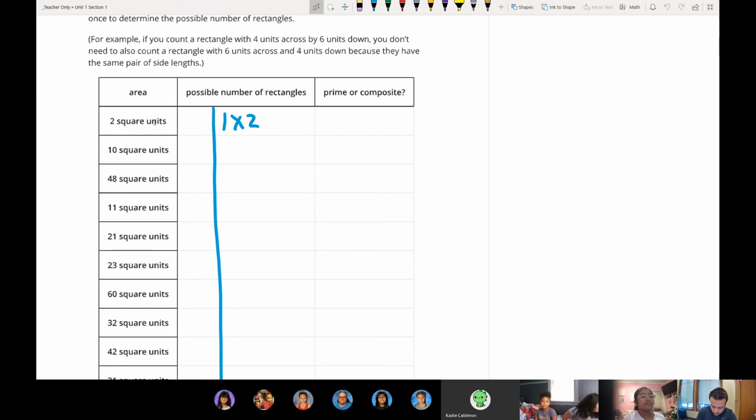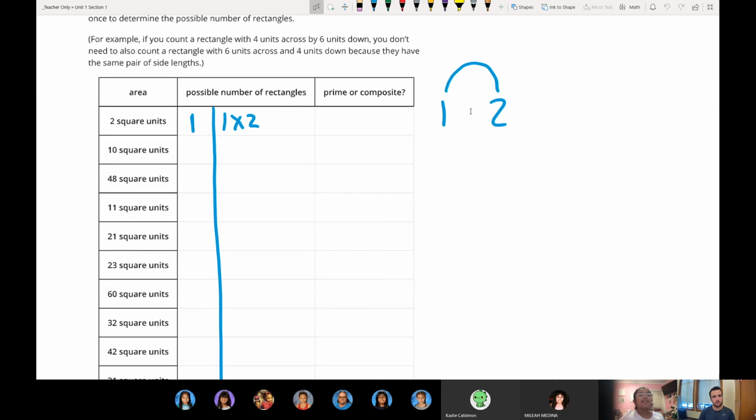And if I want to do the factor rainbow over here, we have 1, we have 2. And there's our option. Okay, let me let Jocelyn back in real fast. There we go. All right, so we have 1 and 2. Are there any other options for us to multiply 2 numbers together to get 2? Well, if we start at 1 in our factor pair rainbow, the next thing we would try is 2, but we already have 2. So the only factor pair for 2 is just 1 times 2. So the possible number of rectangles is just 1.